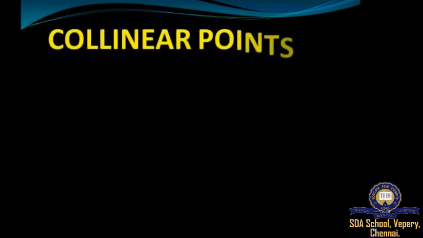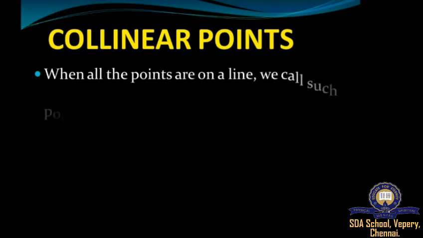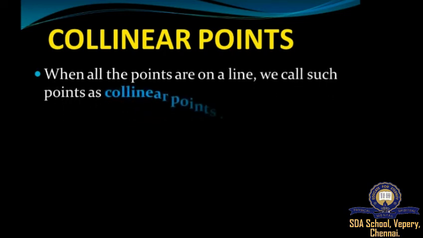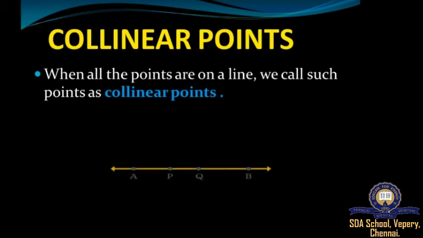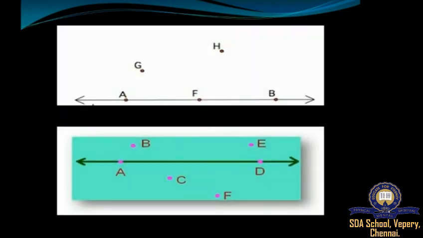Next we moved on to collinear points. What are collinear points? When all the points are on a line, we call such points collinear points. We saw examples of collinear and non-collinear points. What are non-collinear points? A set of points that do not lie on the same line are called non-collinear points.